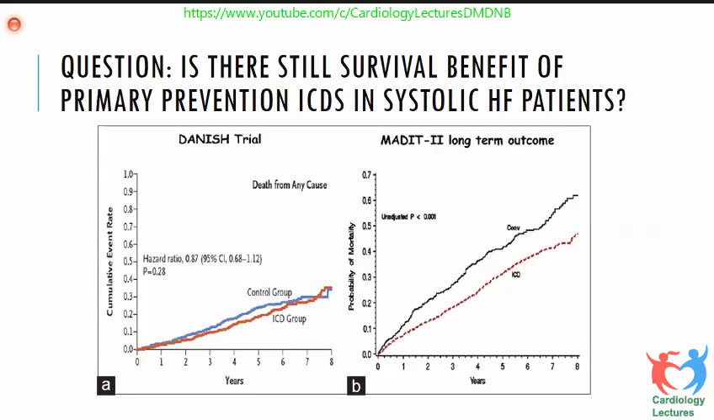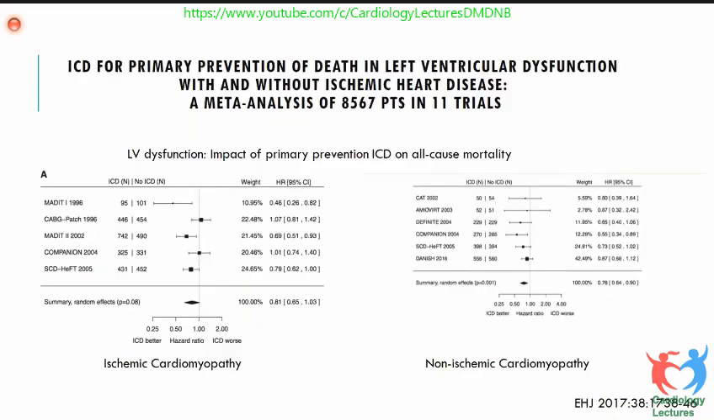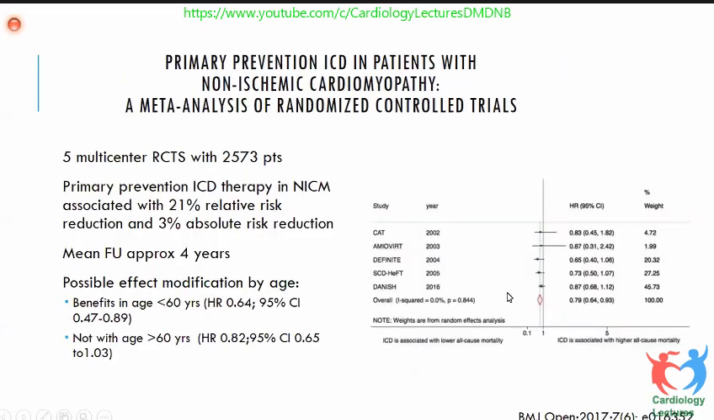So the question is, is there still survival benefit of primary prevention ICD in systolic heart failure? After the publication of the Danish trial, lots and lots of meta-analyses based on this question were published. Looking at the ischemic versus non-ischemic, here the Danish trial is also included in the non-ischemic cardiomyopathy. This shows there are some benefits in ICD therapy.